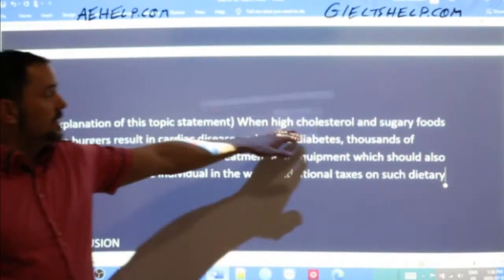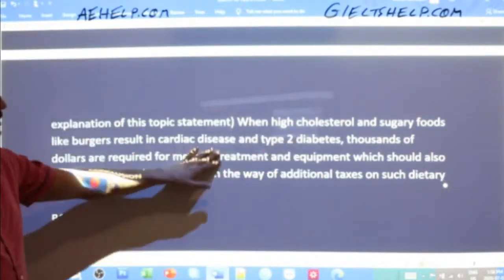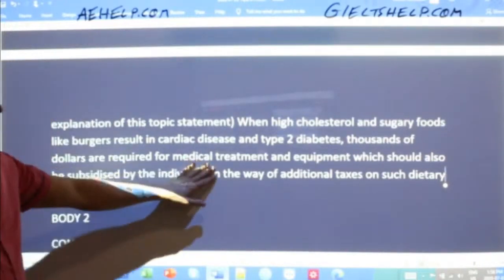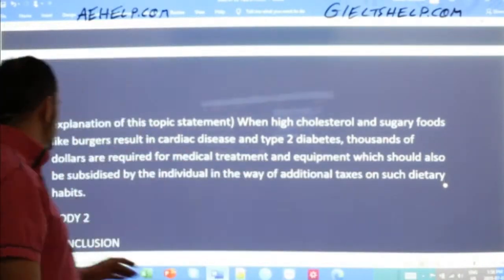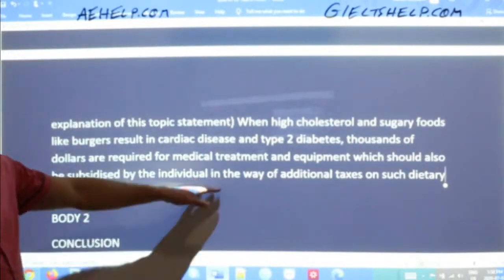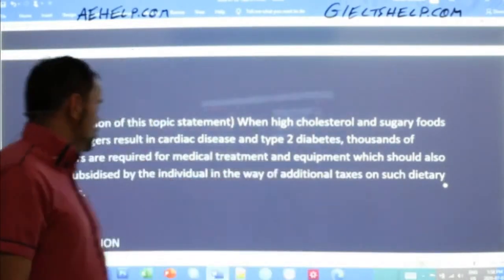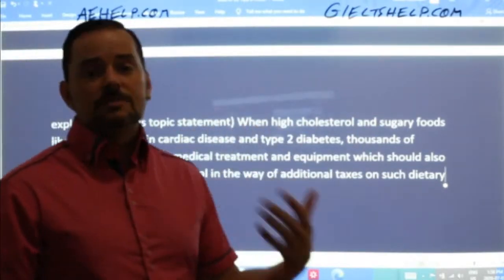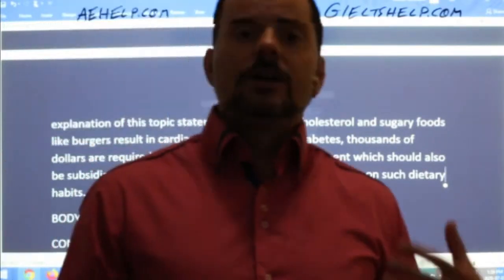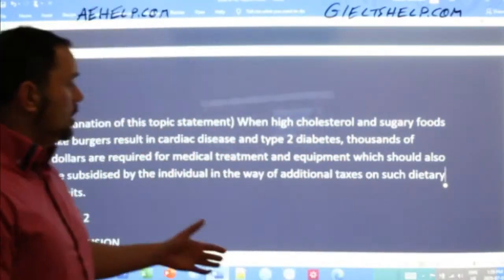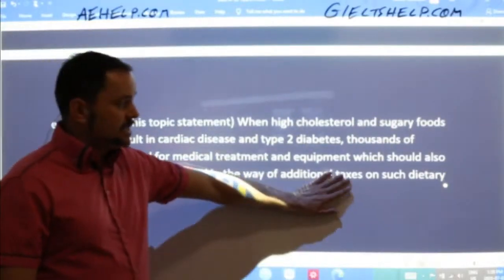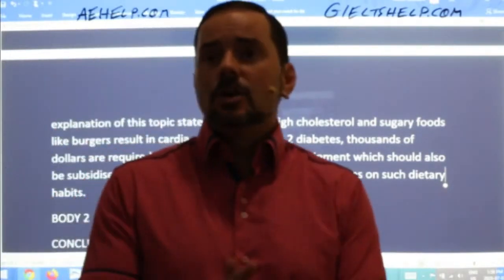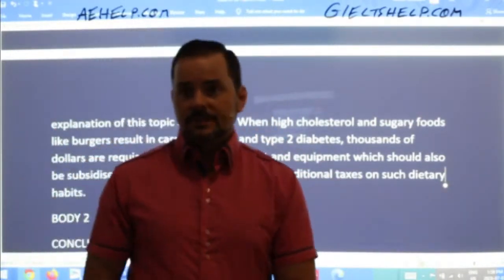So when high cholesterol and sugary foods like burgers result in cardiac disease and type 2 diabetes, thousands of dollars are required for medical treatment and equipment, which should also be subsidized by the individual in the way of additional taxes on such dietary habits. Right? So that's my explanation. So clearly here I'm explaining why I agree with the idea of these taxes. So again, going back to the taxes, right? Going back to the taxes. Very good. Okay. Lots of really great answers coming up. Students, that's fantastic.